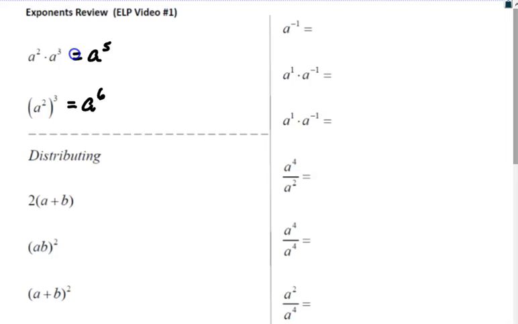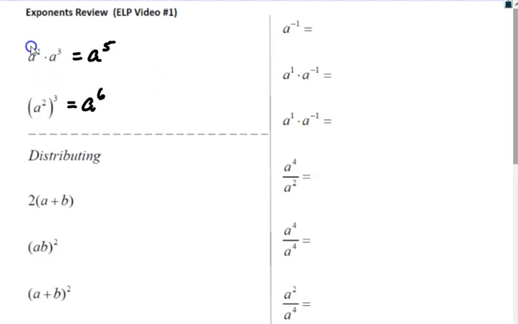Now lots of times students will be confused about their exponent rules or try to memorize rules but not really understand which one is which and when to use it. Often students might have made a mistake and called this a to the 6th, or they might have said a to the 2 raised to the 3rd power makes a to the 8th. Or maybe a to the 5th. So how do you know that this is a to the 5th and this is a to the 6th?